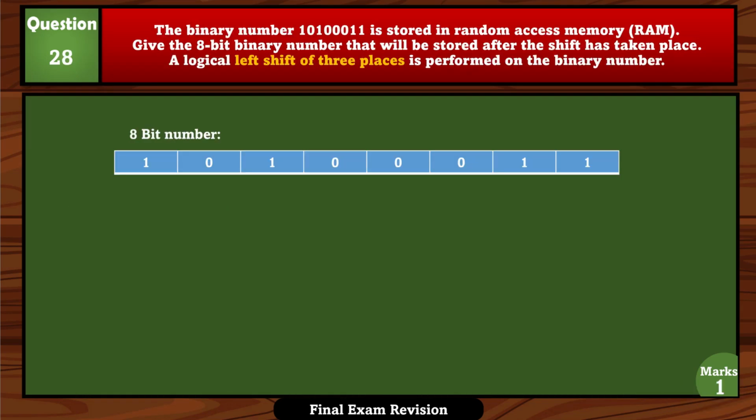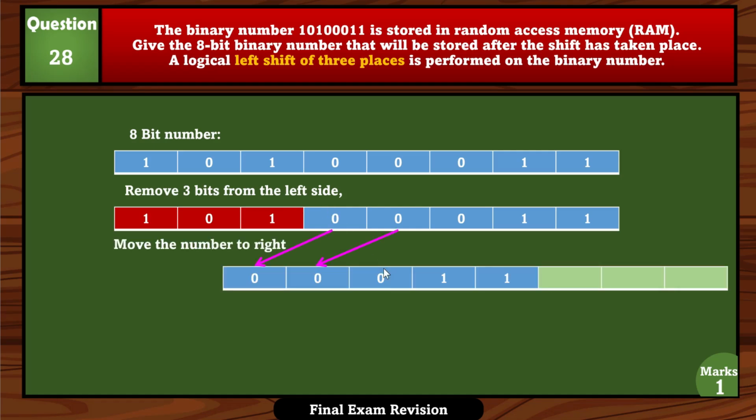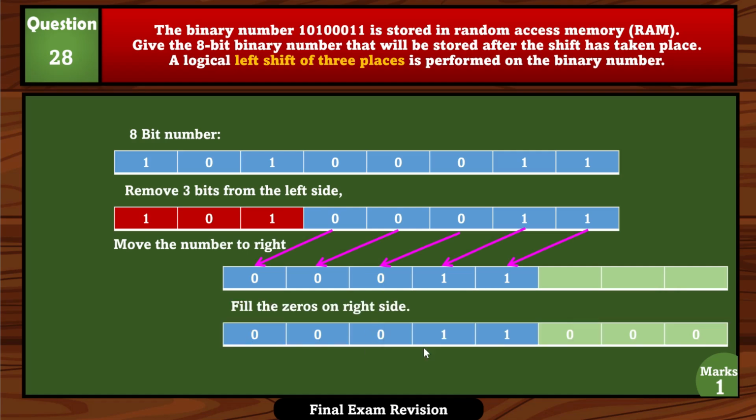The binary number is stored in random access memory, RAM. Give the 8-bit binary number that will be stored after the shift has taken place. A logical left shift of 3 places is performed on the binary number. So now we know that it's a left shift and it's 3 places. How do we perform the left shift of 3 places? First, we delete the 3 bits from the left side and then add 3 zeros on the right side, and that's when we get our answer. So this is our answer after the left shift of 3 places.